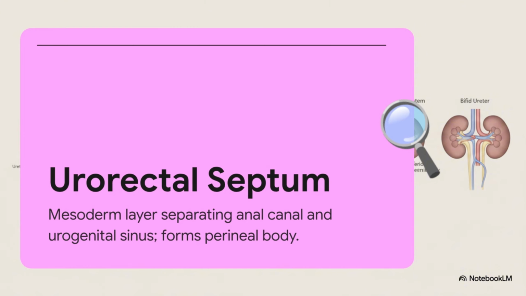Now, here is a high-yield detail you absolutely must remember. This urorectal septum is formed by a layer of mesoderm. And what's more, as it finishes its downward division, the very tip of this septum anchors itself and ultimately forms the adult perineal body. That's a massive connective tissue hub in the pelvic floor, so definitely lock that fact in.